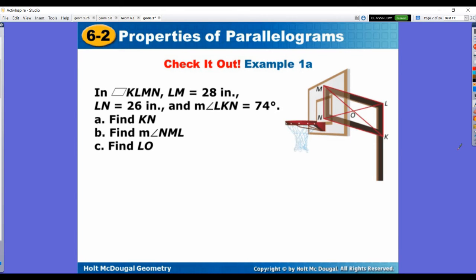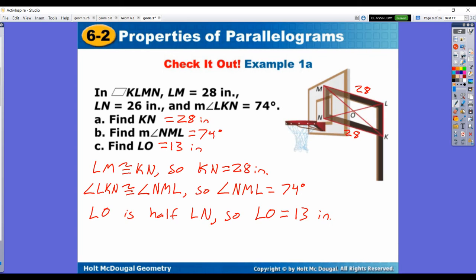All right, let's take a look at what you guys came up with for these. All right, so KN should give us 28 inches. Angle NML is going to be 74 degrees. And LO, the length of LO, is going to be 13 inches. Okay, here's some justification on why that works down here.